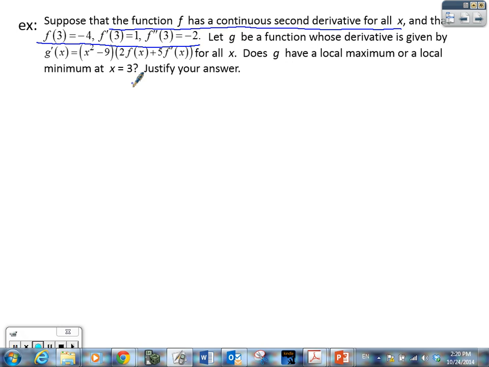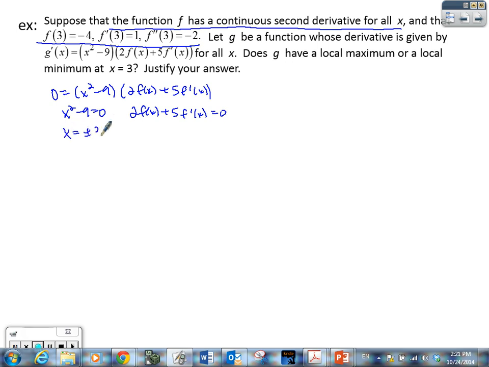So let's set the first derivative equal to 0, and let's solve. All right, so 0 equals x squared minus 9, 2f of x plus 5f prime of x. As we're accustomed, when we have a product and we're solving, we set each piece equal to 0. So x squared minus 9 equals 0, and 2f of x plus 5f prime of x equals 0. Here we have plus or minus 3. This is unknown. We really don't know anything about that.